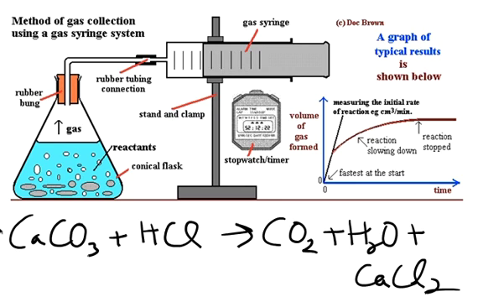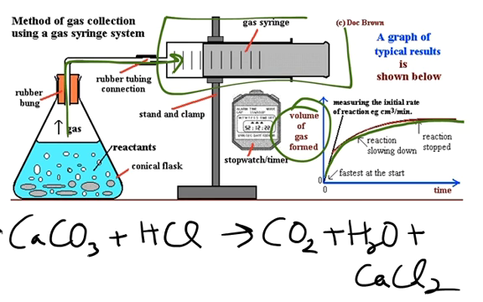What we can do is measure the volume of gas that is formed over time, and we can plot that on a graph, and we'll get a curve that looks like this. So notice this is volume of gas formed straight from our gas syringe, and this is over time. At maybe every 30-second increments on our stopwatch, we're going to measure the level of gas.